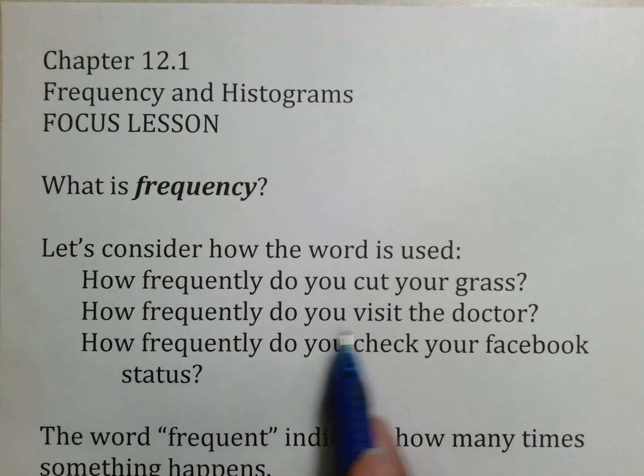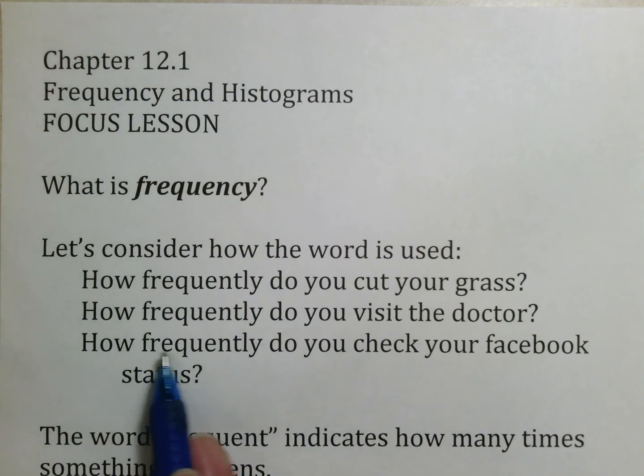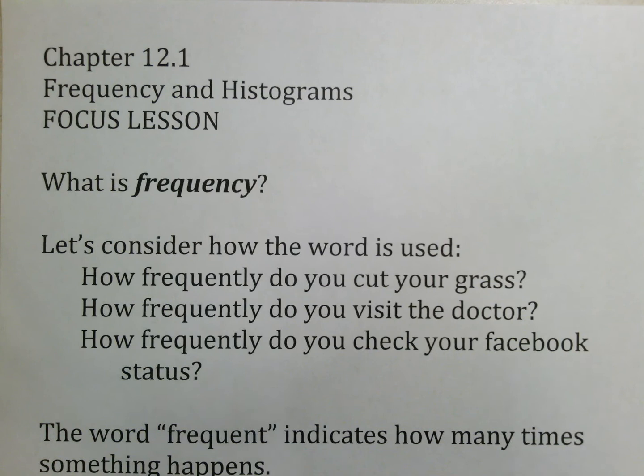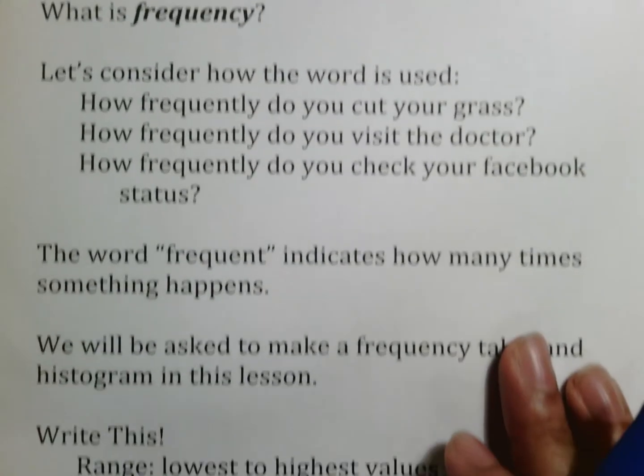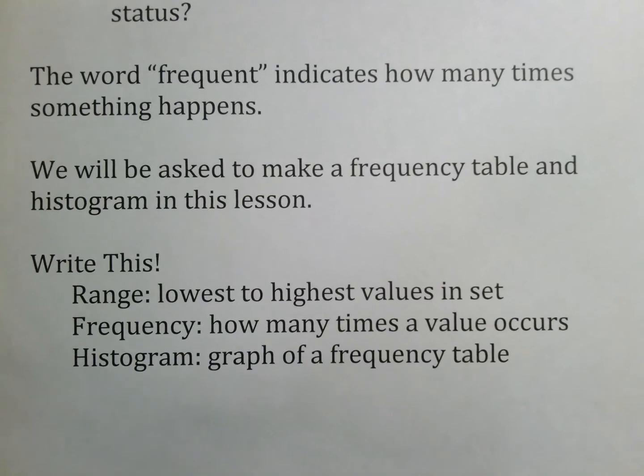How frequently do you check your Facebook status? For some people, it's every 10 minutes. For some people, it's every 10 days. For some people, it's every hour. Whatever it is, the frequency is how often something happens. So again, you don't need to write that, but the word frequent, and there's different ideas for frequency, but in this unit, it's going to be based off of how many times something happens.